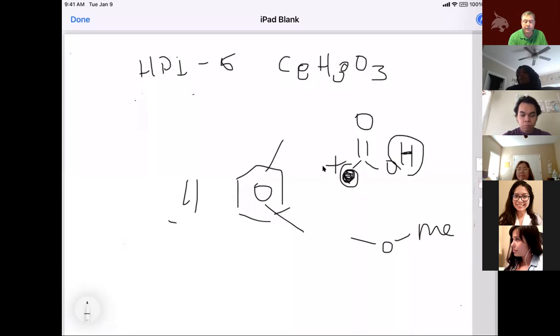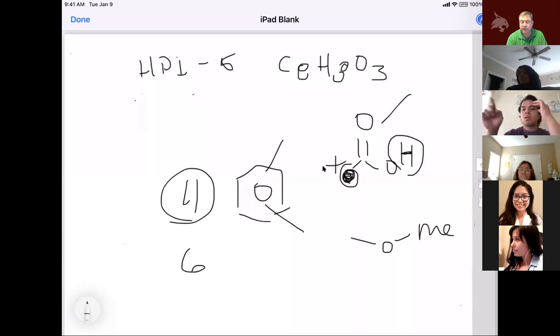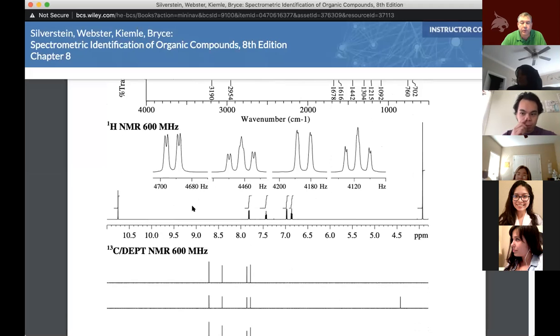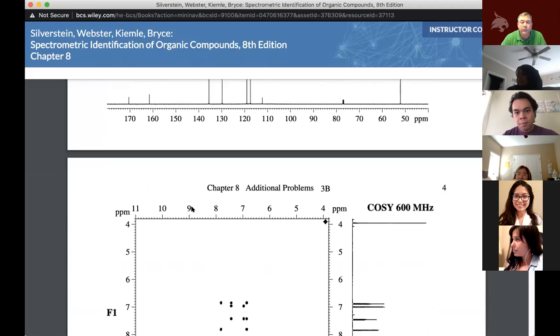So that gives us 4 hydrogens on the benzene ring. This gives us 1, 2, 3 oxygens. This is 6 carbons, 7 carbons, 8 carbons, and then this is 3 hydrogens. So these fragments fit our empirical formula, and these fragments fit our hydrogen deficiency index. But now we have to figure out exactly which isomer we have. And to do that, we're going to have to go to the proton NMR, I think. Oh, and we have COSY too.